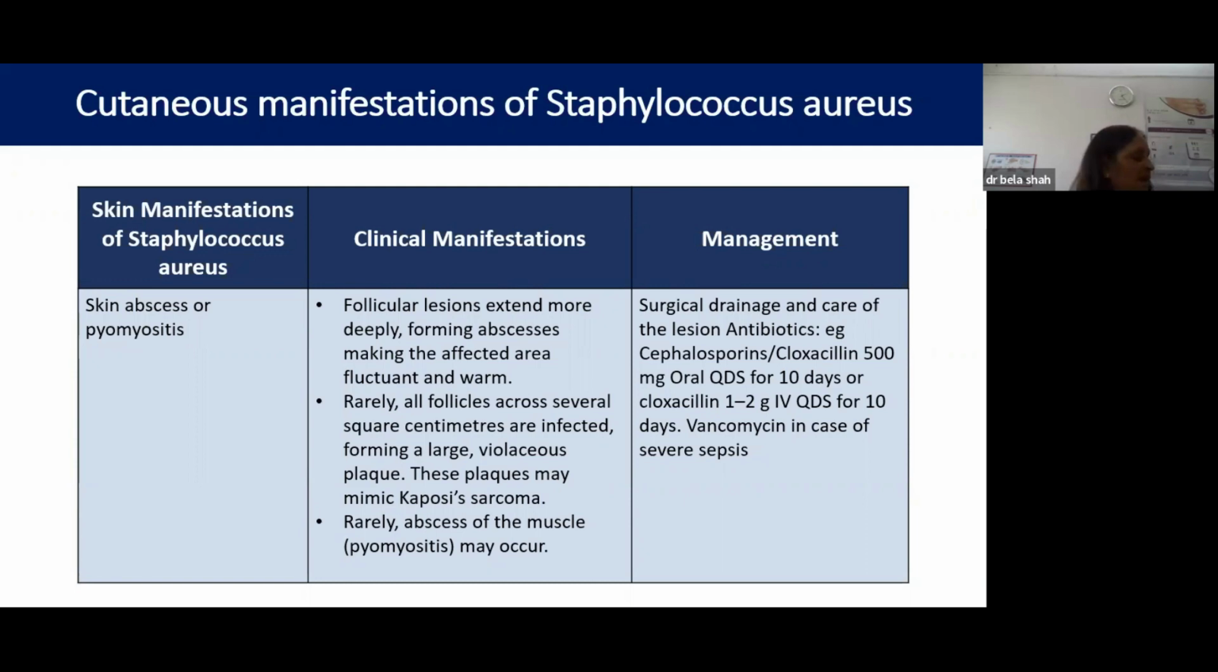Rarely the patients can get involvement of their muscles. This can occur in patients who have advanced immune suppression, and there will be formation of a deep-seated abscess in the muscles, which is described as pyomyositis.